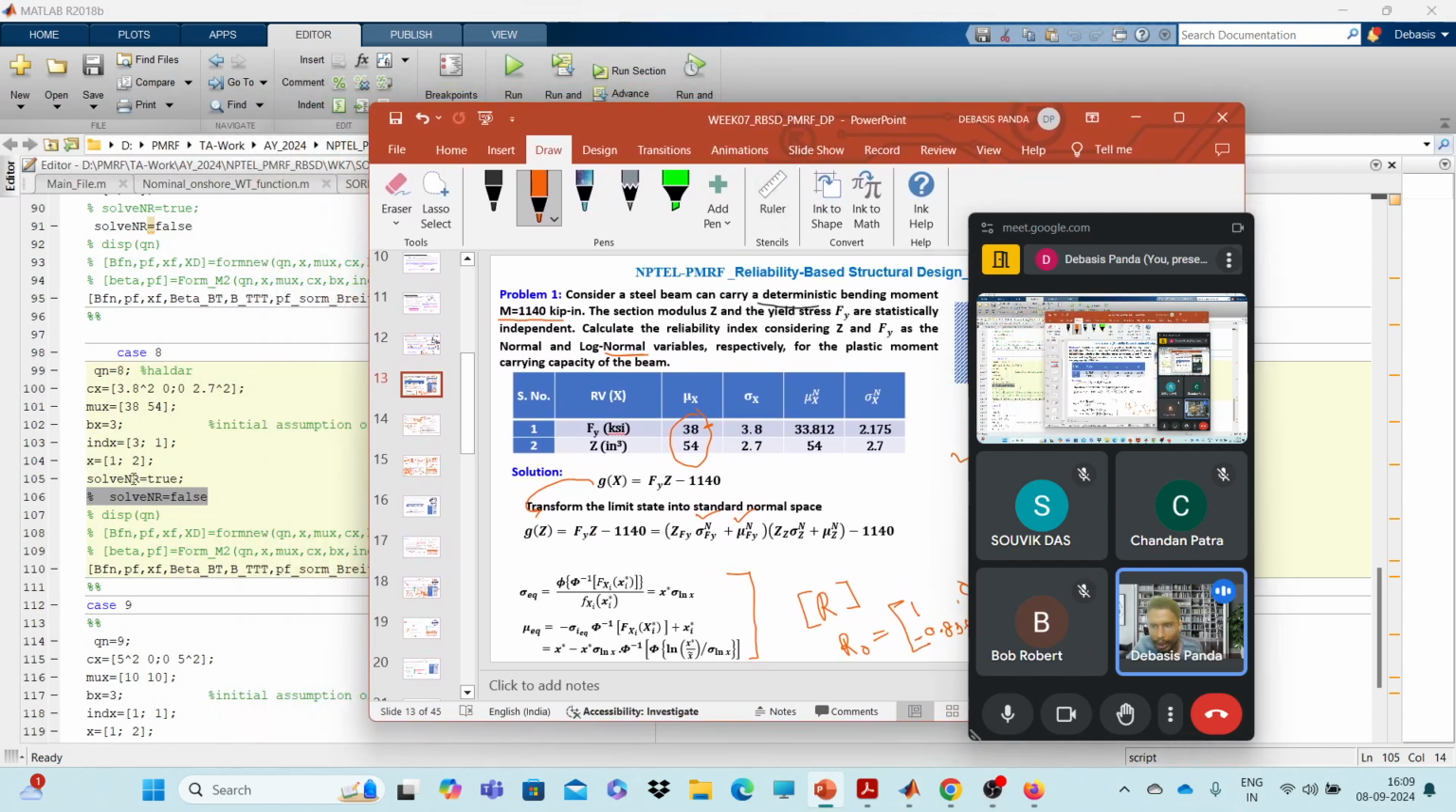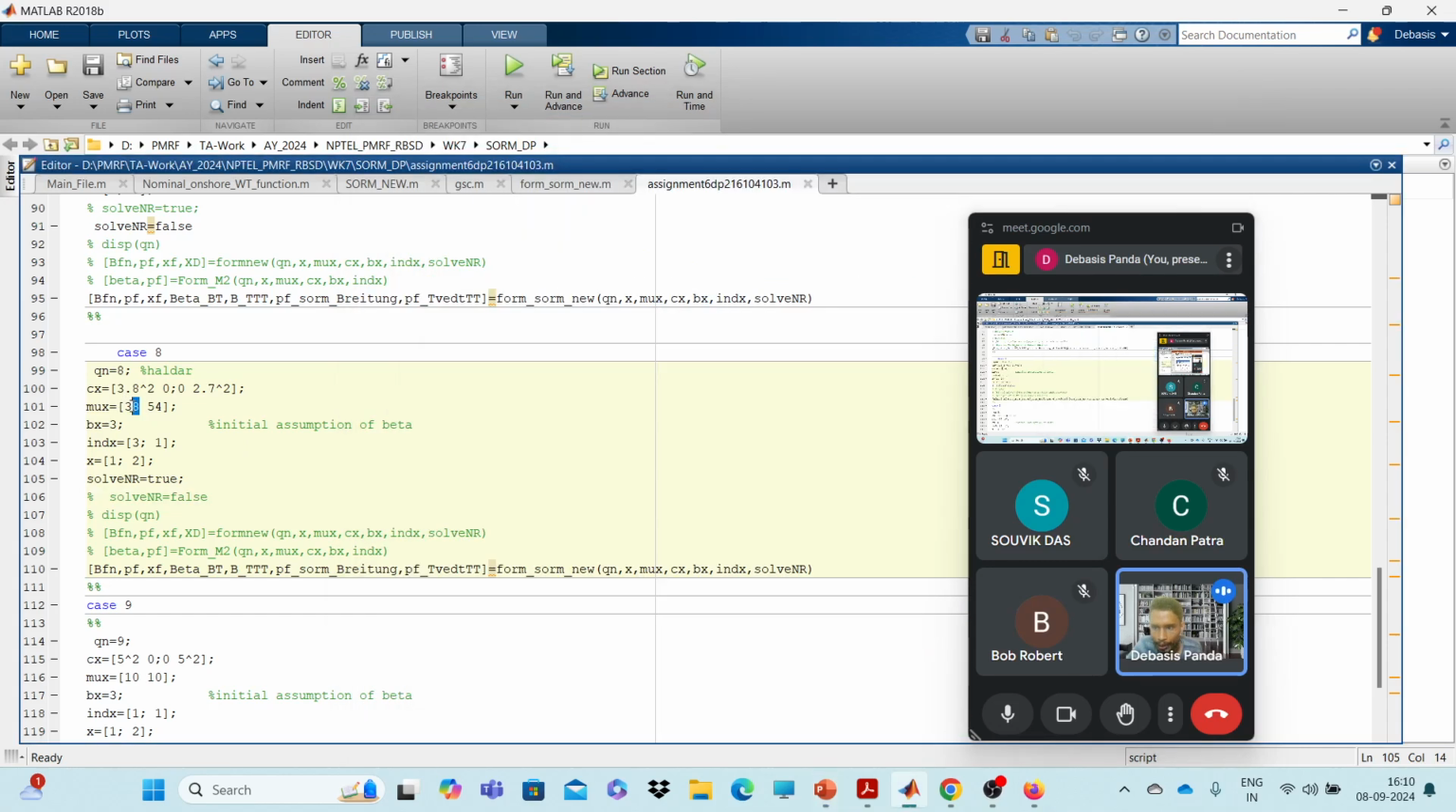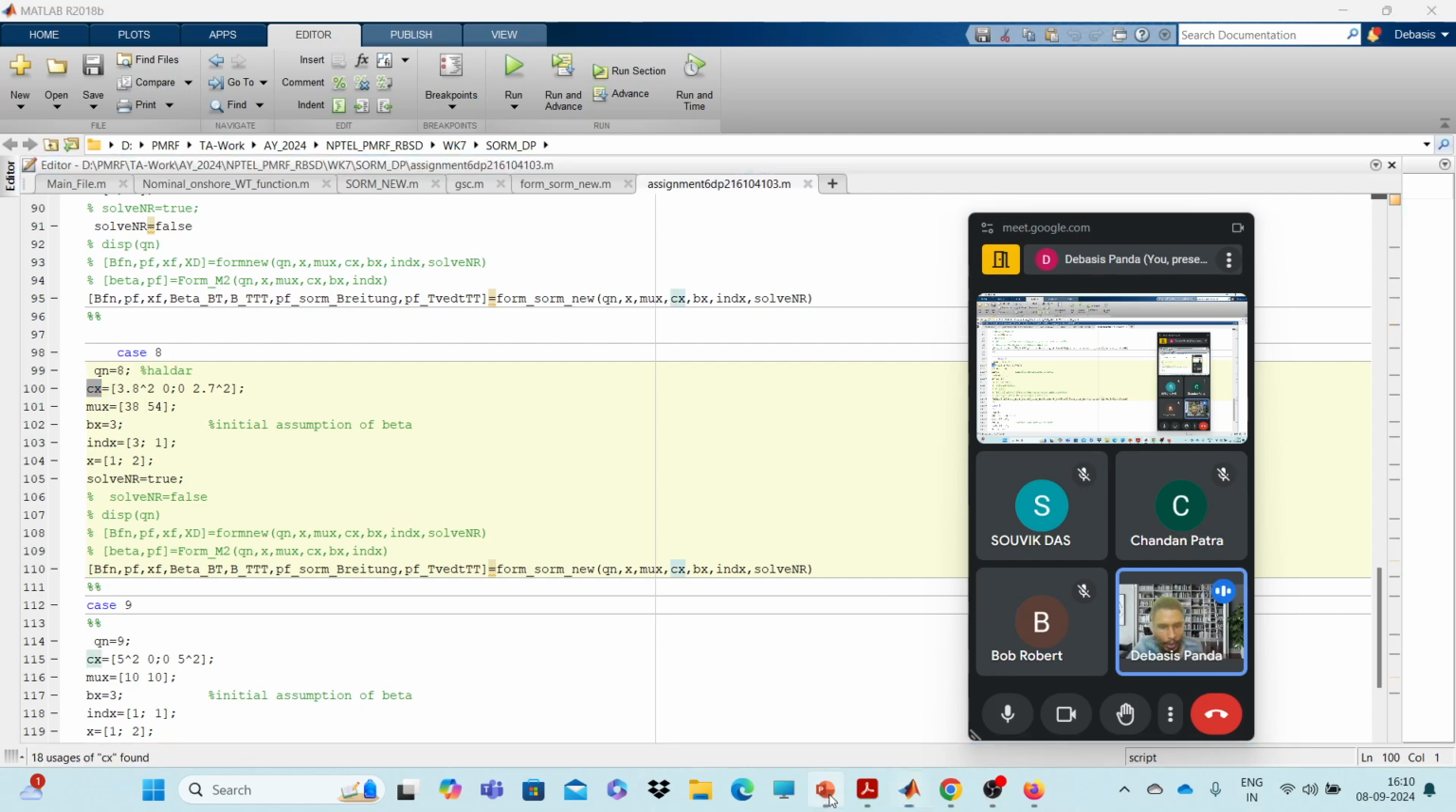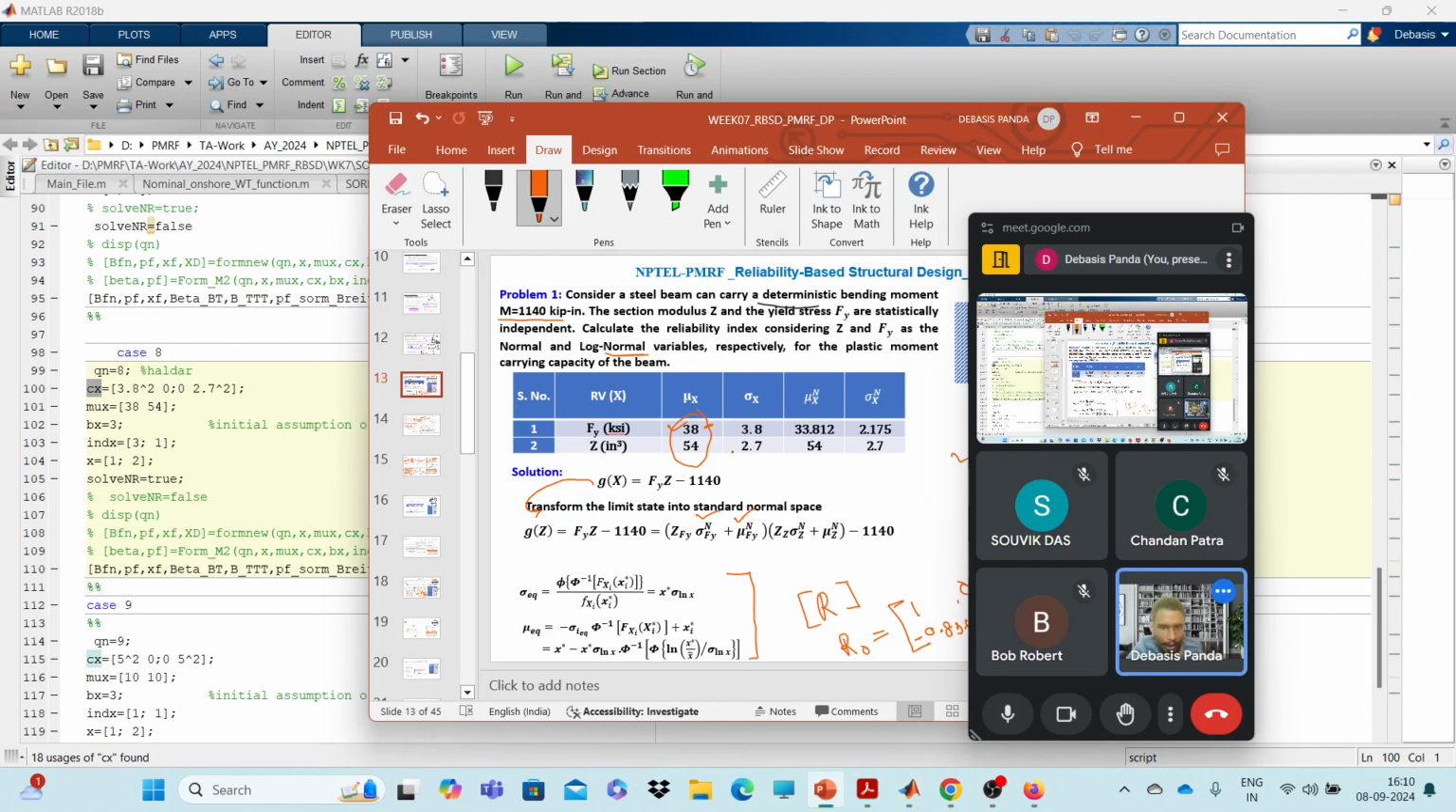We have two random variables. So mu of Fy is 38. I have provided here, look, 38 and 54 for X2. Cx, that means the covariance matrix. The covariance matrix you can formulate from the sigma matrix. Here the correlation coefficient is not there. That means directly sigma square will be the components of the covariance matrix. So first term 3.8 square and 2.7 square. Look, 3.8 and 2.7, we have two values, right?